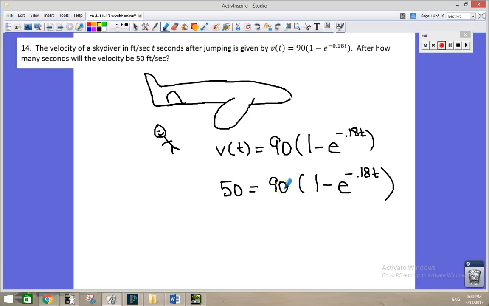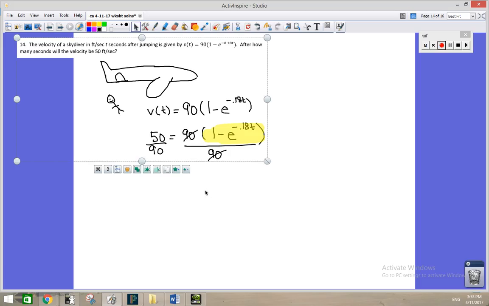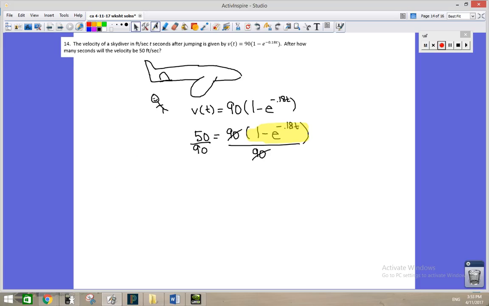On the right-hand side, I have two factors. The factor that has my t is this binomial. I need to divide both sides of this equation by 90. 90 divided by 90 is 1. 50 divided by 90 reduces to 5 over 9. So we have this 1 minus e to the negative 0.18t is equal to 5 over 9.